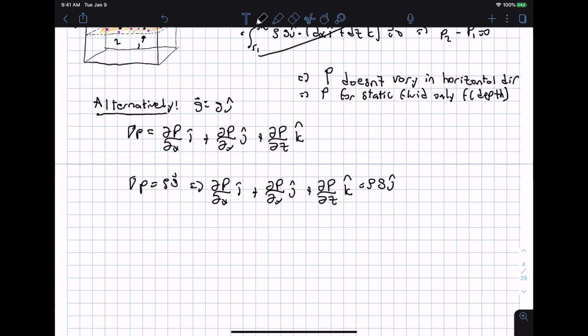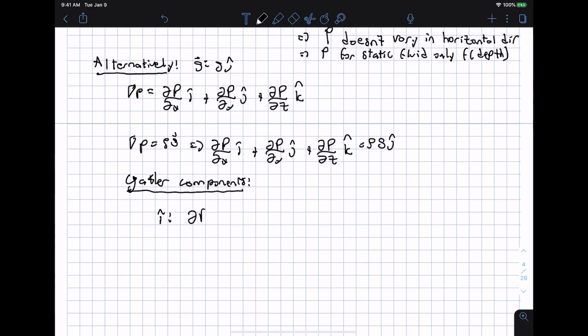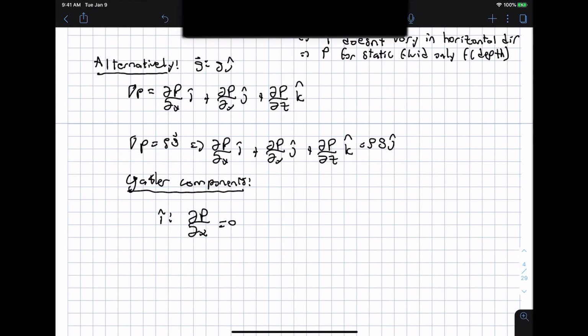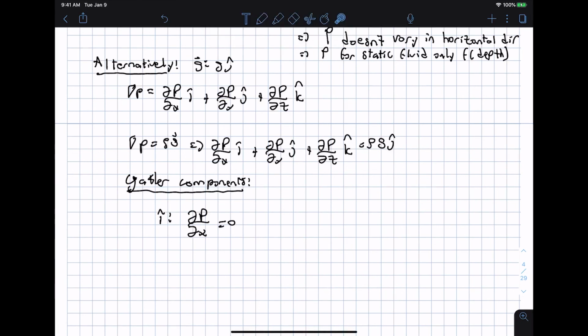Okay, so we gather components. In the i hat direction, we are left with partial P partial x equals 0, which basically means that there is no pressure gradient in the x direction, which makes sense. So this implies that P is not a function of x.